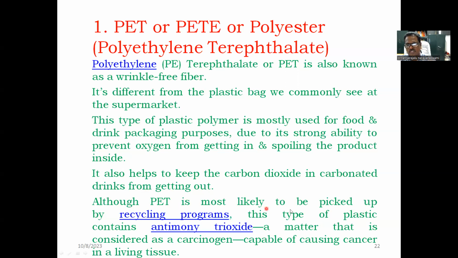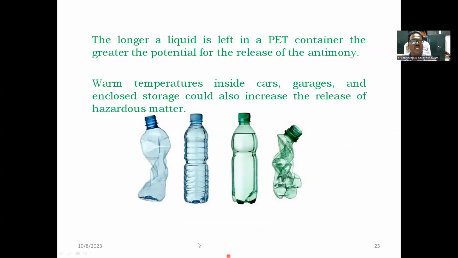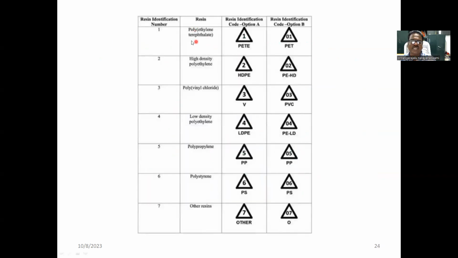Although PET is most likely to be picked up by recycling programs, this type of plastic contains antimony trioxide, a substance that is considered a carcinogen capable of causing cancer in living tissues. The longer a liquid is left in a PET container, the greater the potential for release of antimony. Warm temperatures inside cars, garages, and enclosed storage would also increase the release of hazardous substances. That's why PET bottles are nowadays being eliminated.